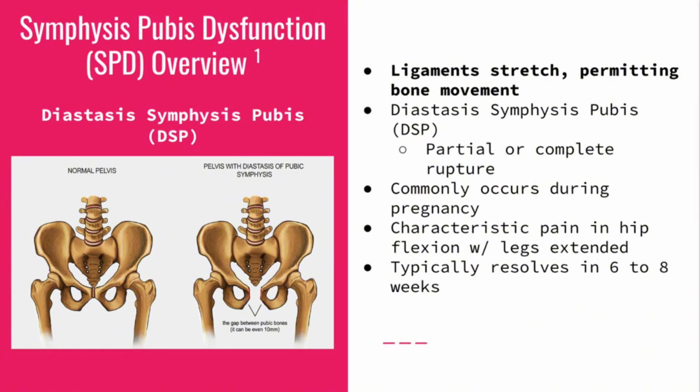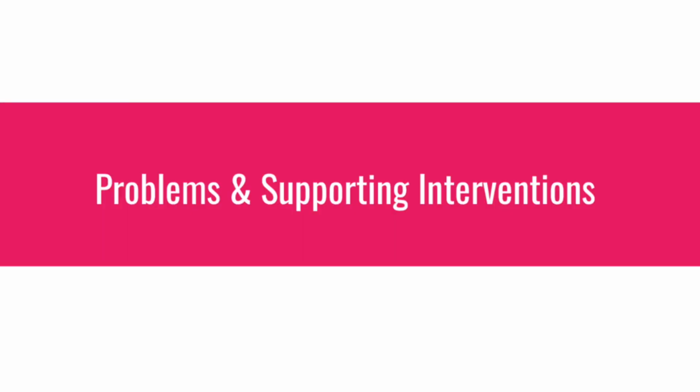So, what is SPD? It is when the ligaments stretch, permitting bone movement. Another name for it is DSP, which is partial or complete rupture, and it commonly occurs during pregnancy. Characteristic pain occurs with hip flexion with legs extended, and it typically resolves in 6 to 8 weeks. So let's get into those problems and supporting interventions.